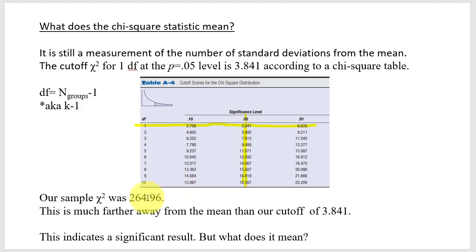Our chi-square value is 264.96. That is much farther away from the mean than our cutoff. And we're going to look at the distribution graphically to indicate that as well. It indicates a significant result, but what does it mean?